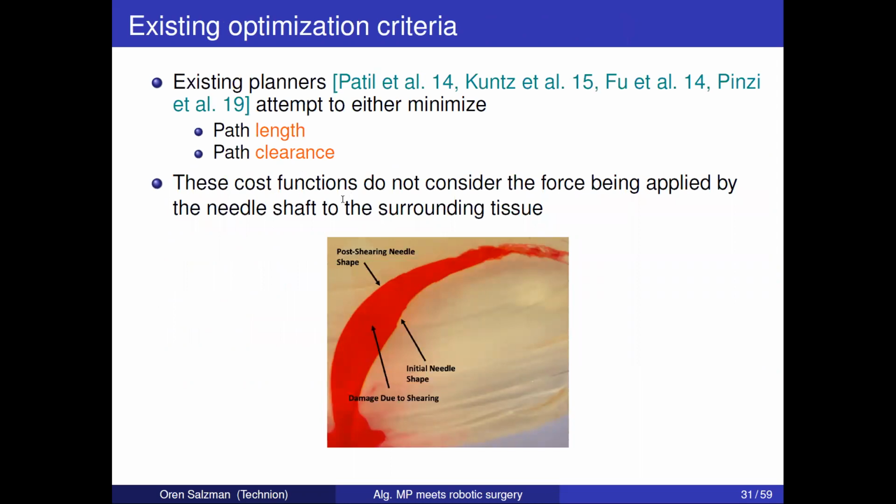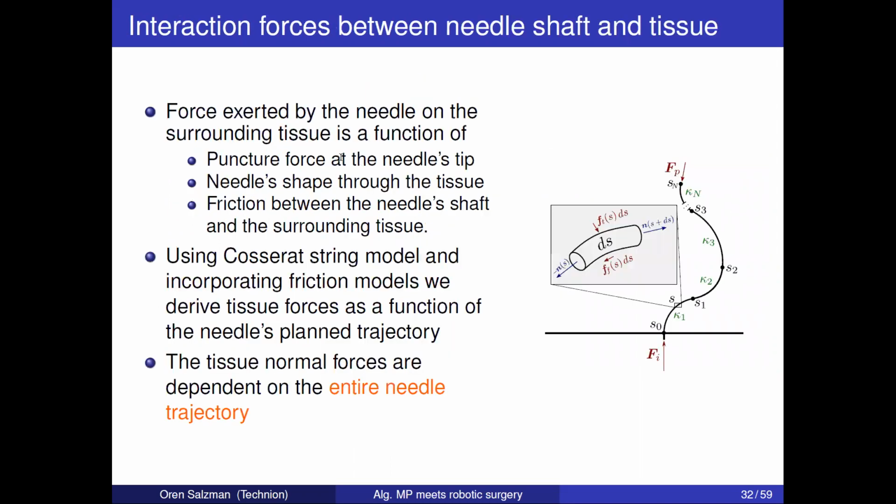And what people usually did was either optimize for length or clearance, but these don't account for the forces applied by the needle shaft on the tissue. And then, together with researchers at the University of Utah, this was with Alan Kuntz and his group, they defined a kinematic model that allows to model these forces.